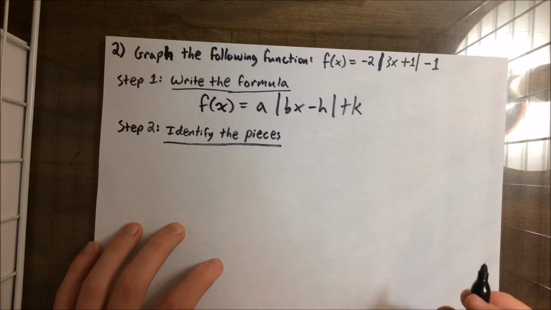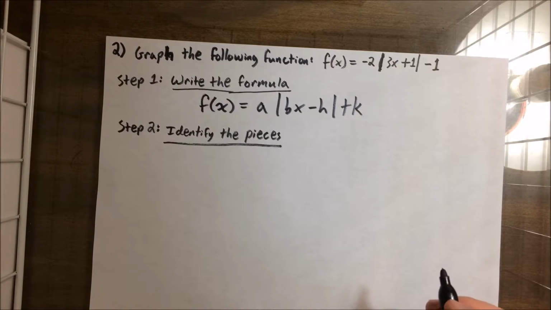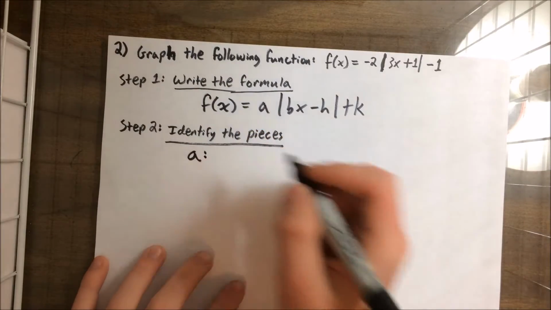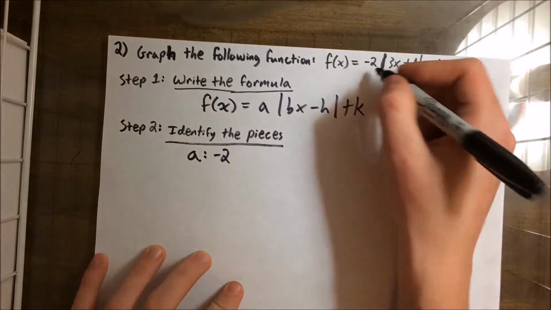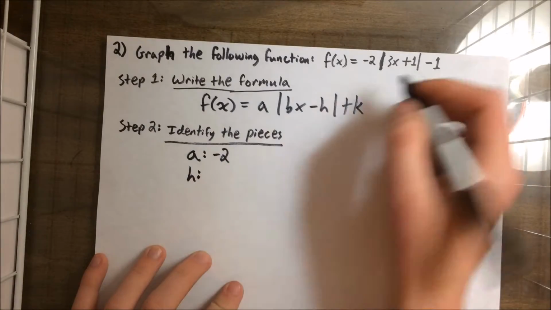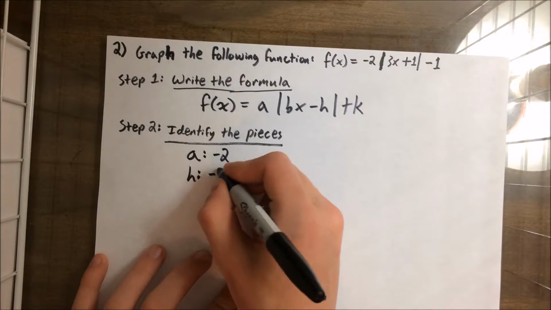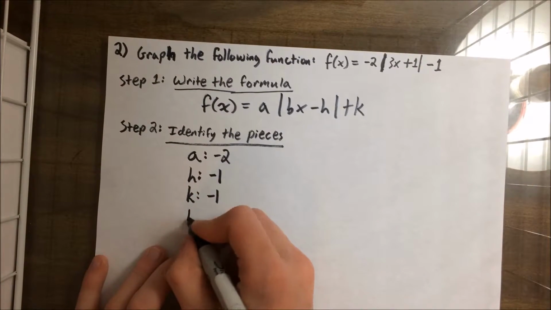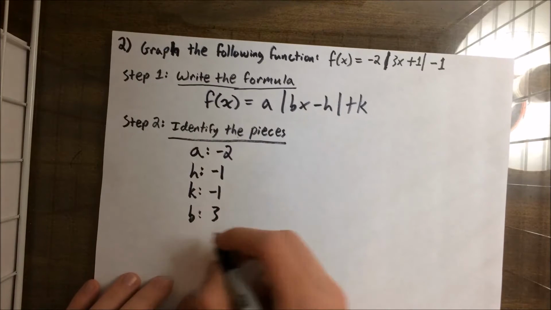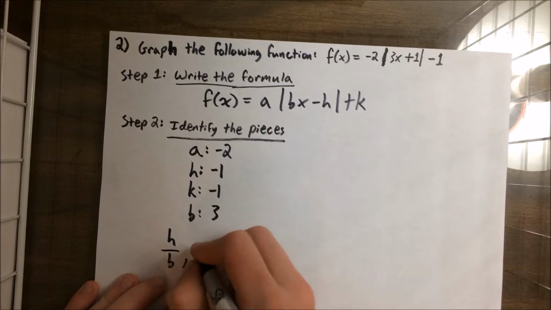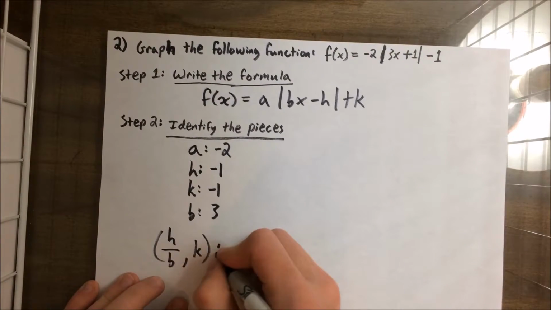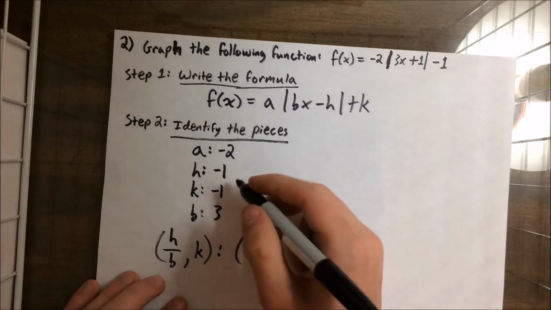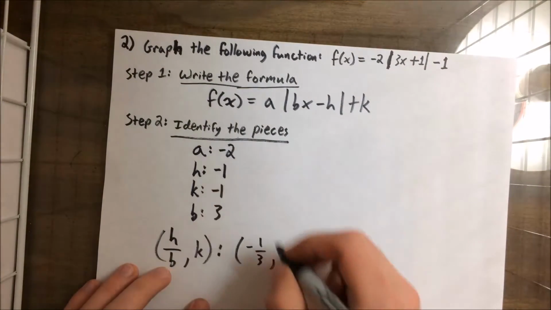Then step 2 is to identify the pieces. So a would be negative 2, h would be the opposite of that, so negative 1, k is negative 1, and b is 3. So therefore the vertex, h over b comma k, would be negative 1/3 comma negative 1.